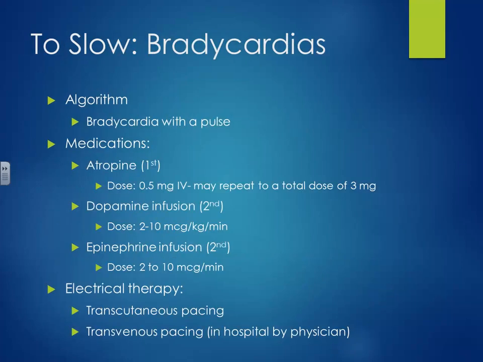So let's look at some of our too slows. You got a bradycardia. Your algorithm: bradycardia with a pulse, right? If they've got a pulse, we're going to that algorithm. Don't make it any more difficult than it has to be. You know that on all patients, you're going to check a pulse. You're going to look at their overall appearance. We're going to put oxygen on, right? And then we're going to try to do medication therapy.